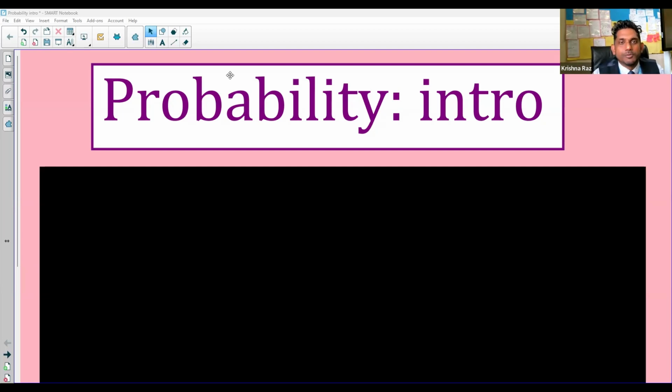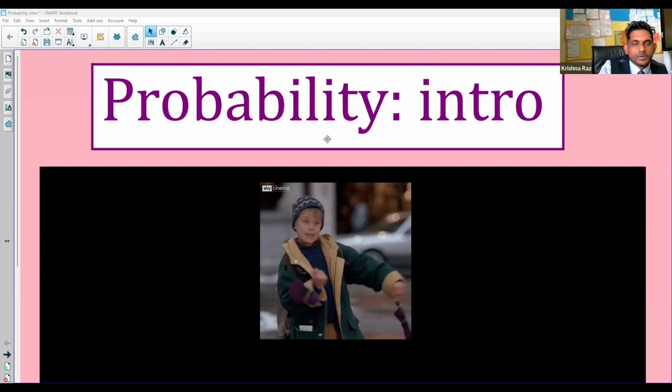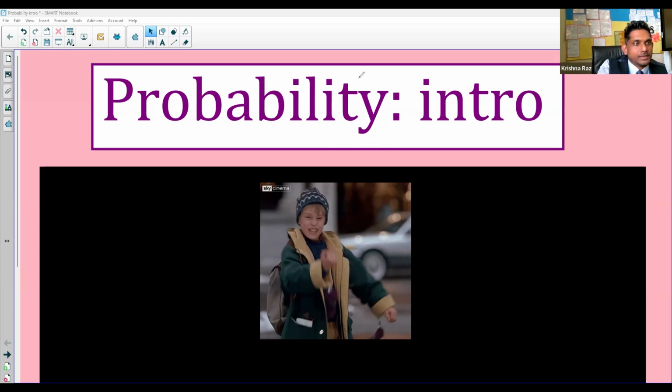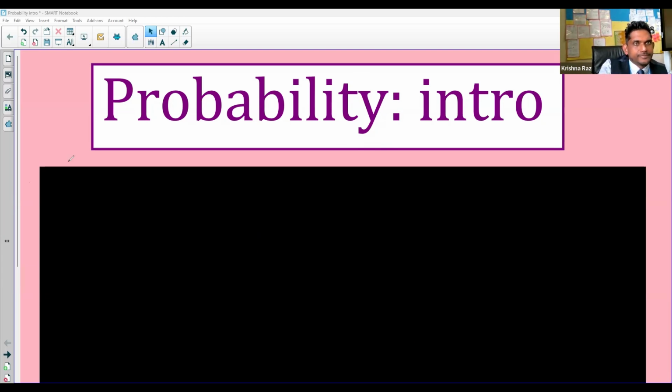Hey guys, today we'll be looking at probability. I'm calling this an introduction because we're going to start with basics.